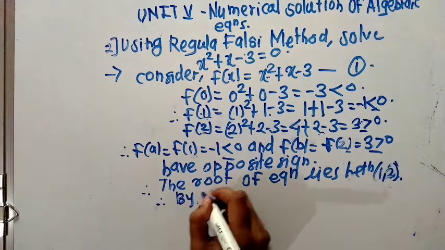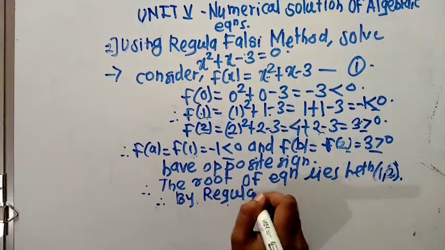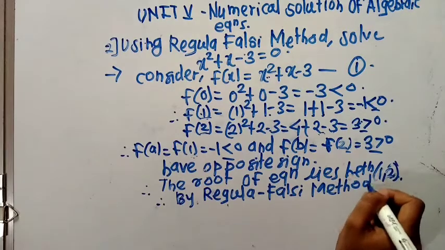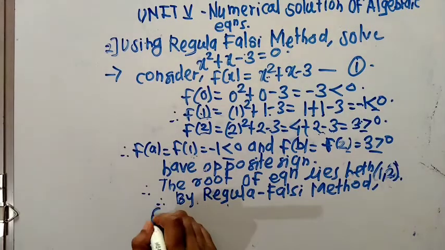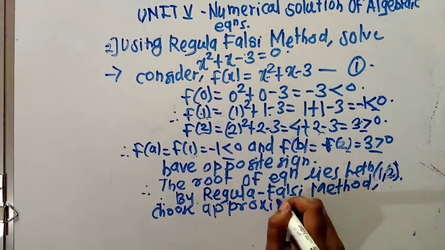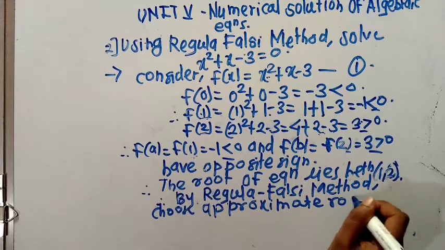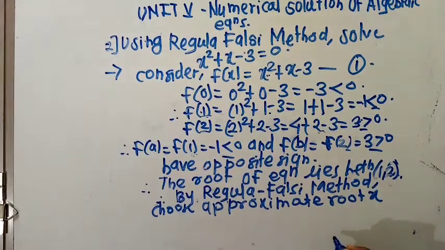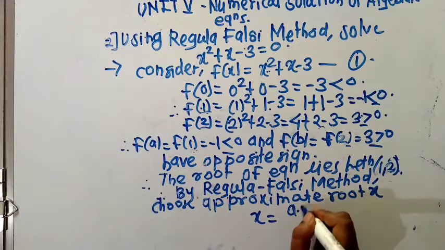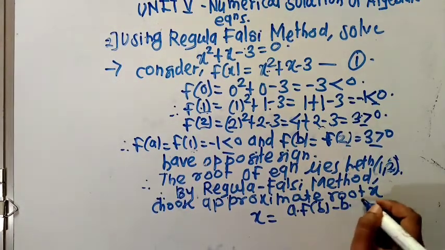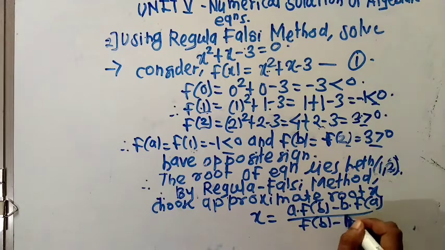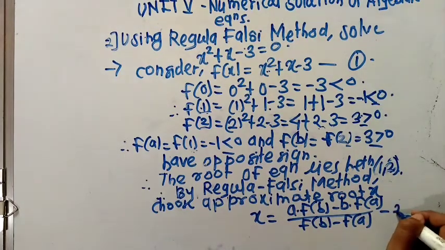Then by Regula Falsi method, choose the approximate root x as x is equal to a into f of b minus b into f of a, divided by f of b minus f of a. It is the second equation.